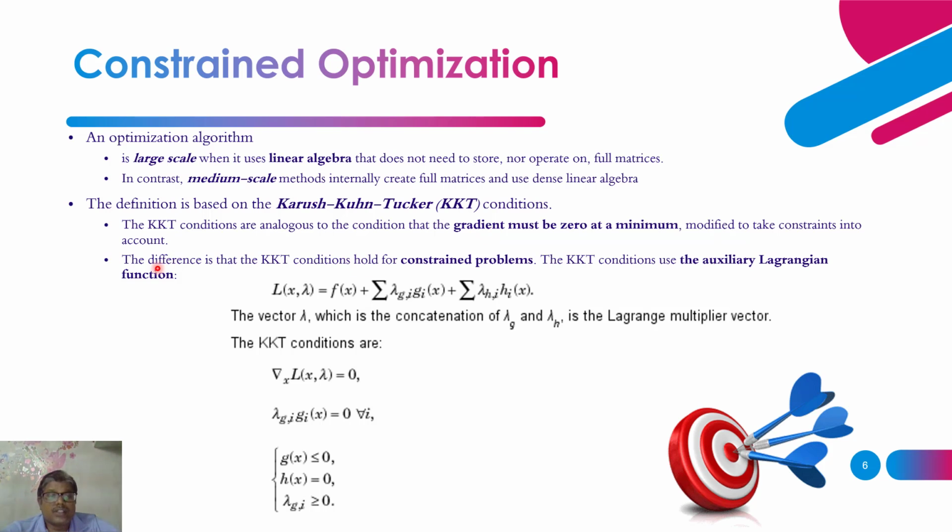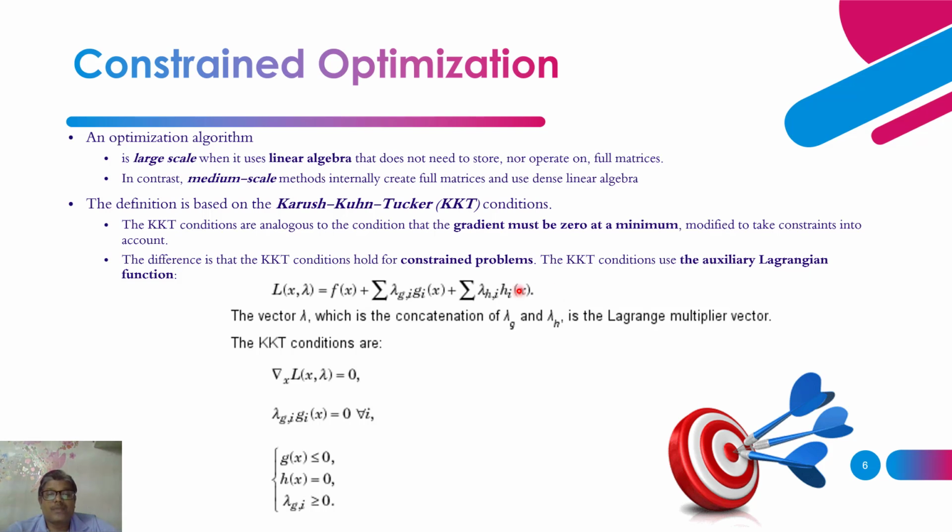So the difference is that the KKT condition holds for constrained problems. That's the only difference. The gradient is a different approach, for maybe unconstrained problems, but KKT conditions are for constrained problems. Okay, so KKT conditions use the auxiliary Lagrangian function.